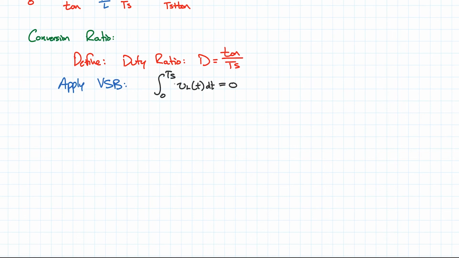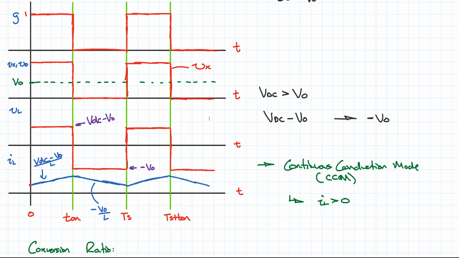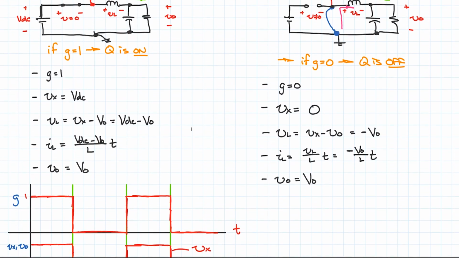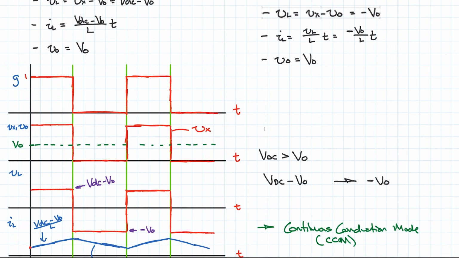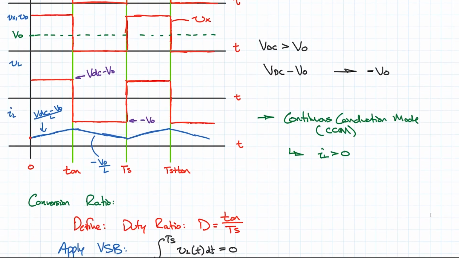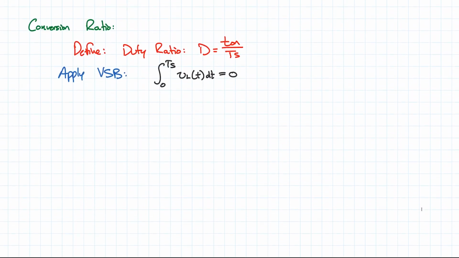Okay, so let's go up for a second and take a look at what we have. VL for the first part, from 0 to T on, is VDC minus VO. Then from T on to TS, it's negative VO. We have to keep those in mind, because we're going to break this equation, the integral, up into two parts, and we're going to evaluate it.